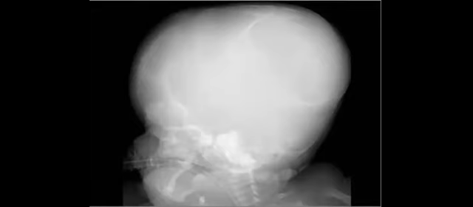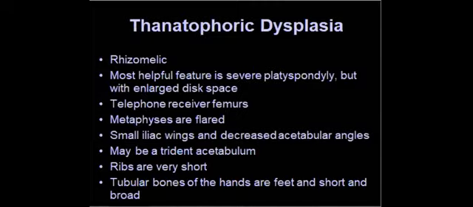So this patient has one of the dysplasias, which is rhizomelic dwarfism, with severe platyspondyly and wide disc spaces. It is one of the lethal skeletal dysplasias. Telephone receiver shaped femurs. And what about the iliac bones? They are small, hypoplastic. So this is the commonest type of thanatophoric dysplasia.